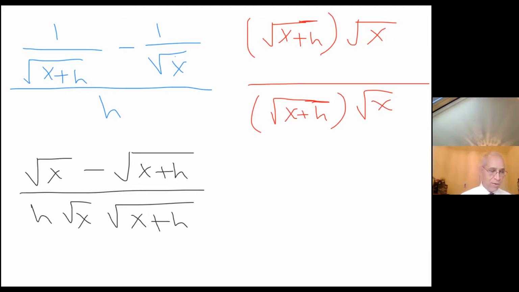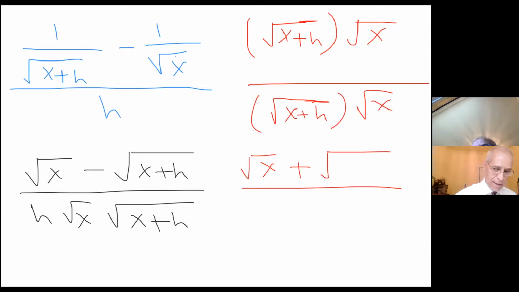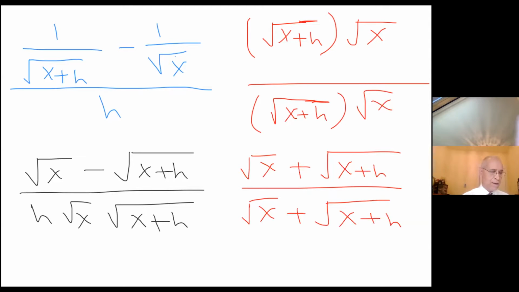So now I'm going to multiply the top and bottom of this fraction by the conjugate of the numerator. So I'm going to multiply top and bottom by root x plus square root of x plus h, which is the conjugate of root x minus square root of x plus h. Now I'm going to multiply this through.